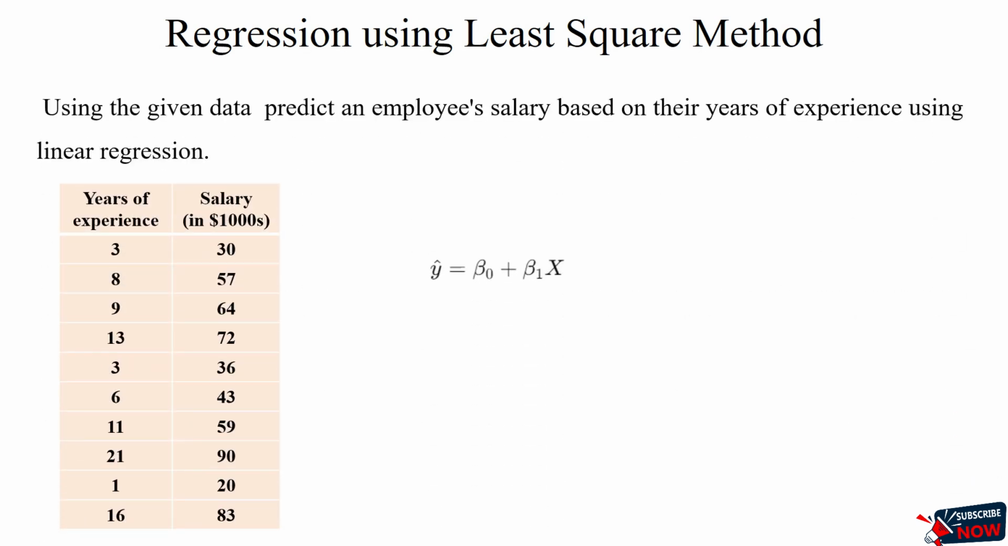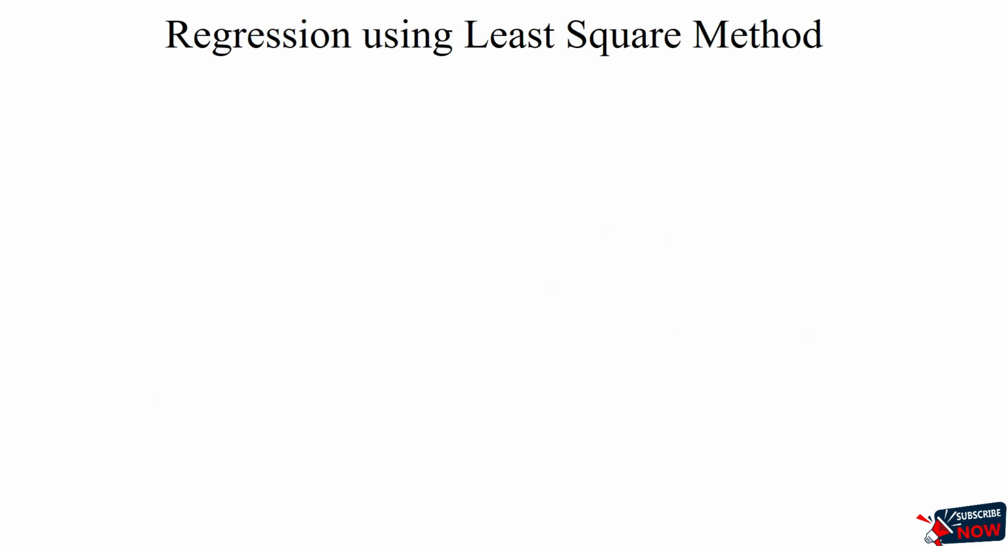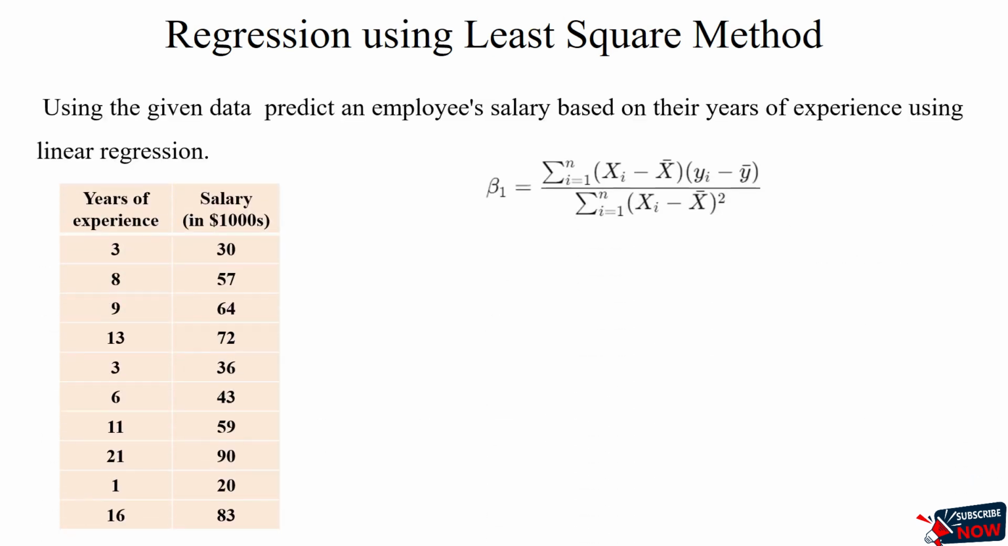The first equation given here is y cap equal to beta naught plus beta 1 x. Beta naught represents the intercept, beta 1 represents the slope of the line, the coefficient for years of experience. Now using the given data, let us predict the employee salary. The first step is we need to compute beta 1.